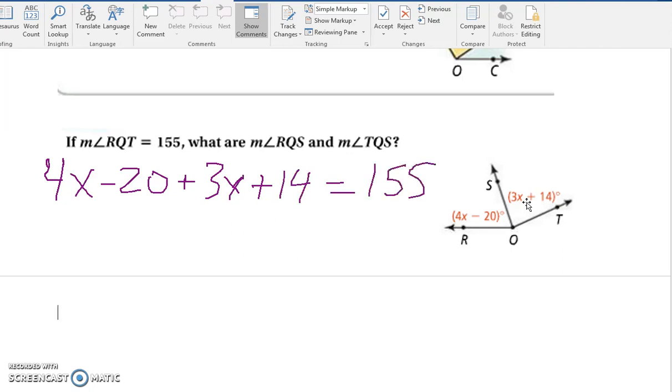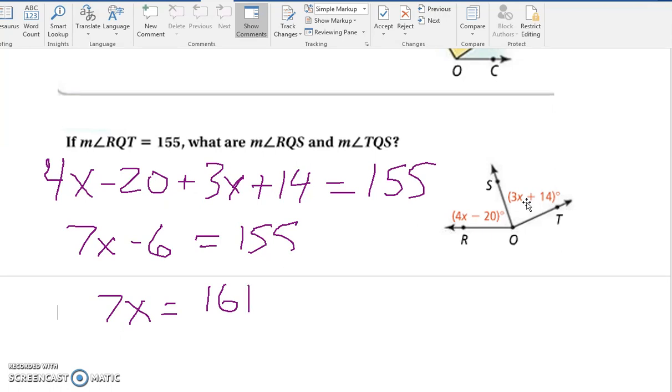Okay, so we go through and just do some general algebra again. 4x and 3x gets us 7x. A negative 20 and a positive 14 gets me negative 6. And that's going to equal 155. Okay, so I want to move some different pieces around here. So I'm going to add 6 to both sides. So I still have 7x on the left, and on the right I would have 161.